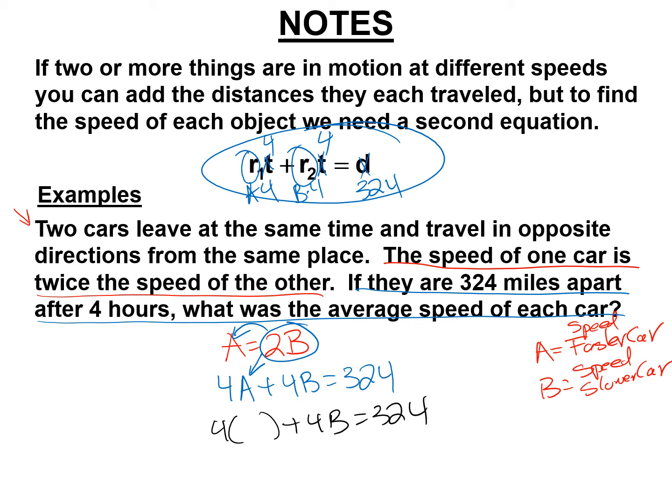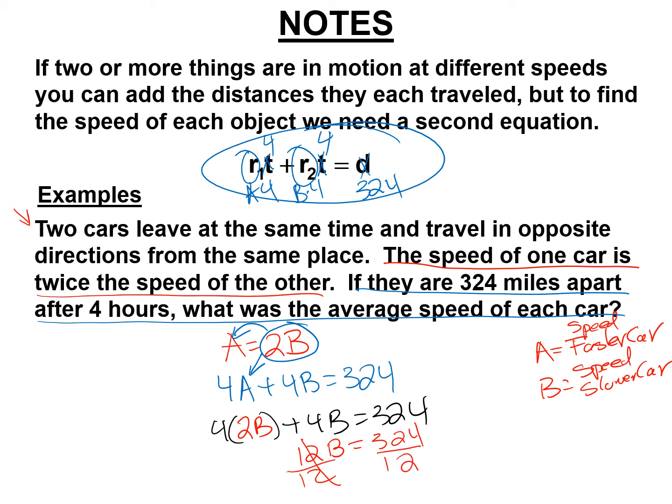right? And so when I put 2b in there, I get 8b, right? And so it's 8b plus 4b, right? Do I have to write that out? Hopefully not, because I don't have room. 12b, right? 4 times 2b is 8b, plus 4 more b is 12b, equals 324. Divide both sides by 12.